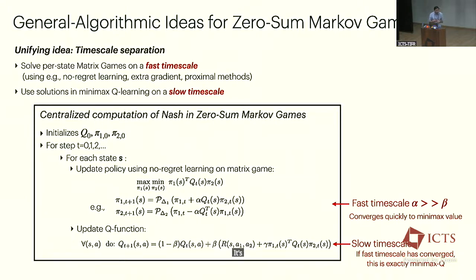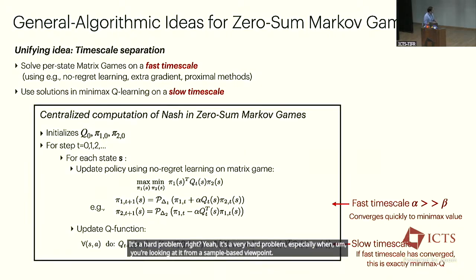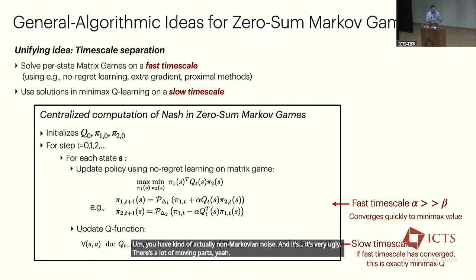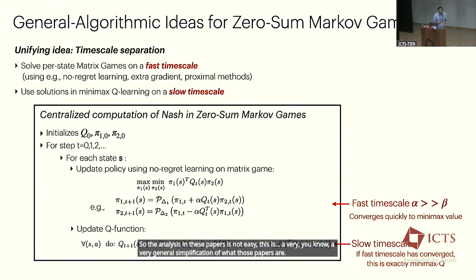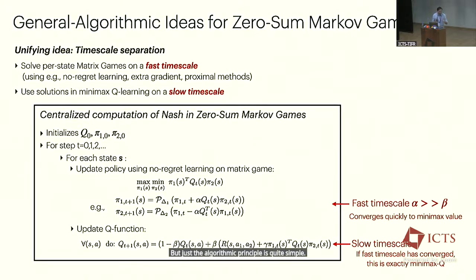It's a hard problem, right? Yeah, it's a very hard problem, especially when you're looking at it from a sample-based viewpoint, because you're updating Q, you're getting samples of the reward, and so you have this problem of trying to explore this MDP. You have actually non-Markovian noise, and it's very ugly. There's a lot of moving parts. So the analysis in these papers is not easy. This is a very general simplification of what those papers are doing. But the algorithmic principle is quite simple, which is why I wanted to keep it at that level.